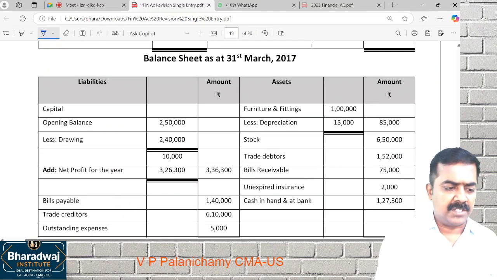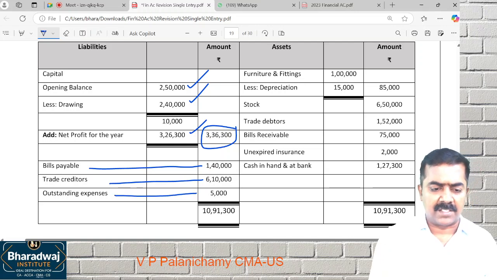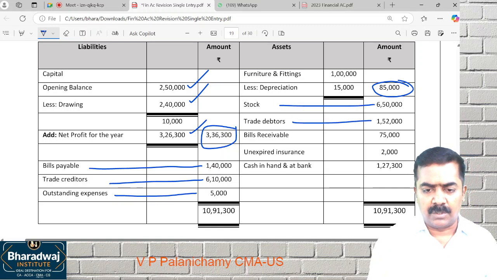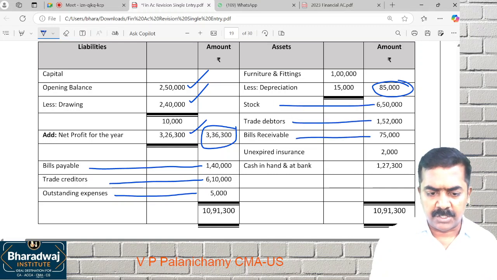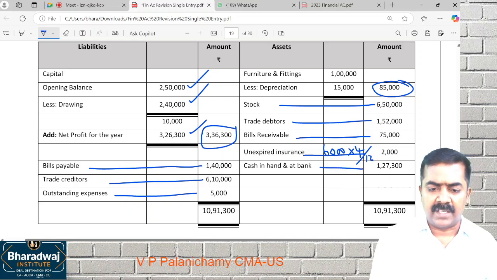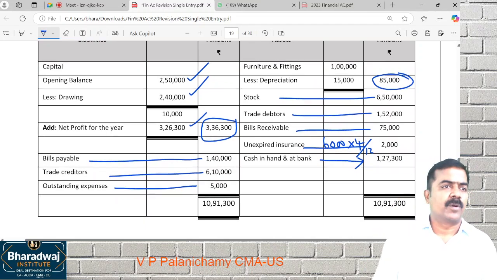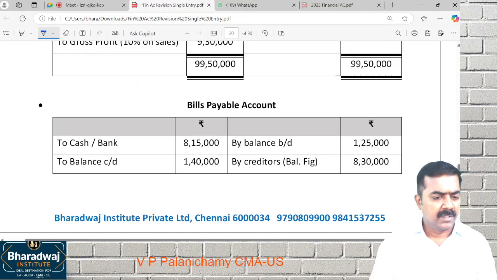Then balance sheet, opening balance minus drawings add net profit, we get closing balance. Bills payable we know, creditors we know, outstanding expense, all of it was given in the last line. Furniture minus depreciation, closing stock, closing debtors is given, bills receivable also given, unexpired insurance, which we did not record, that 6,000 into how many months? 4 months. Then closing cash and bank balances 1,27,300. That is there in the main problem itself. As I told you. Next question.